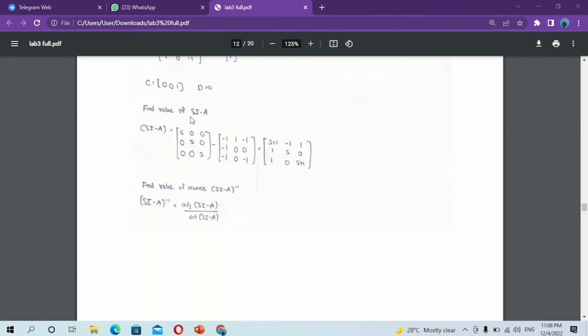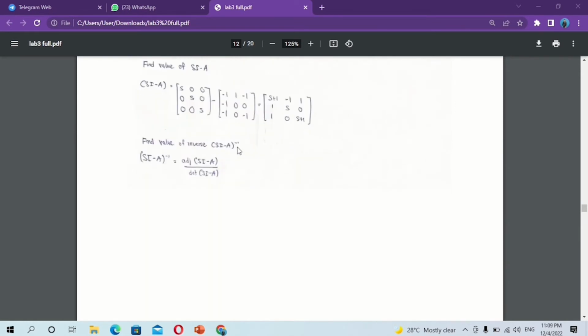And then we need to find the value of sI minus A, where I is the identity matrix. After we put the values into this form, we get this matrix. To get the inverse of this matrix, we use this equation: sI minus A inverse equals the adjoint of sI minus A divided by the determinant of sI minus A.